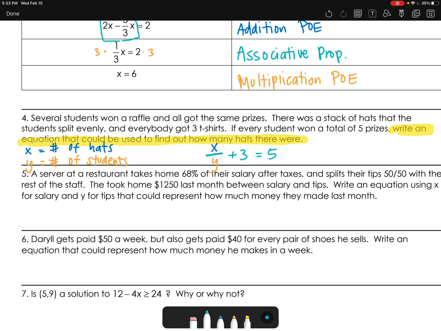The hats are split evenly. When you think of split evenly, that's division. And everybody got 3 t-shirts. And so this amount would tell me how many hats each person got, plus the 3 t-shirts. This equation tells me what of each variable each person is getting in this situation, okay?